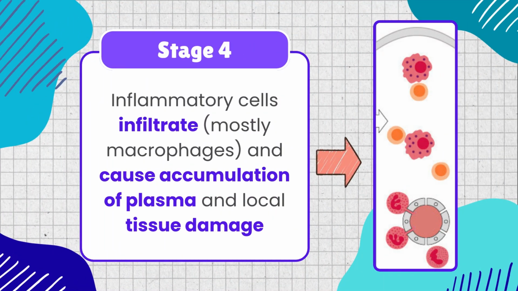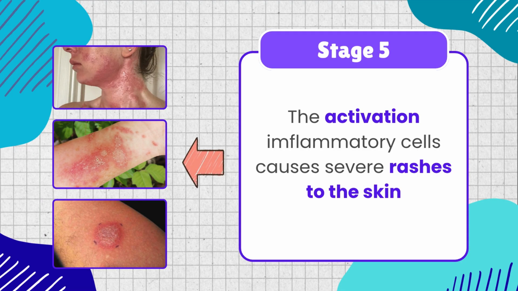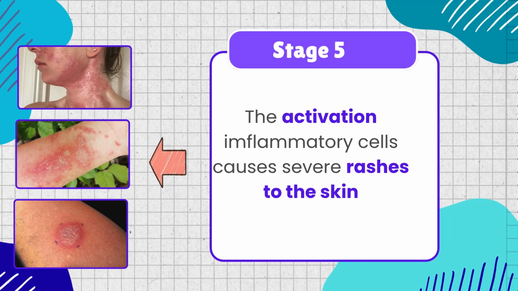Stage 4: inflammatory cells infiltrate, mostly macrophages, and cause accumulation of plasma in the local tissue. Stage 5: the infiltrating inflammatory cells cause severe rashes on the skin.